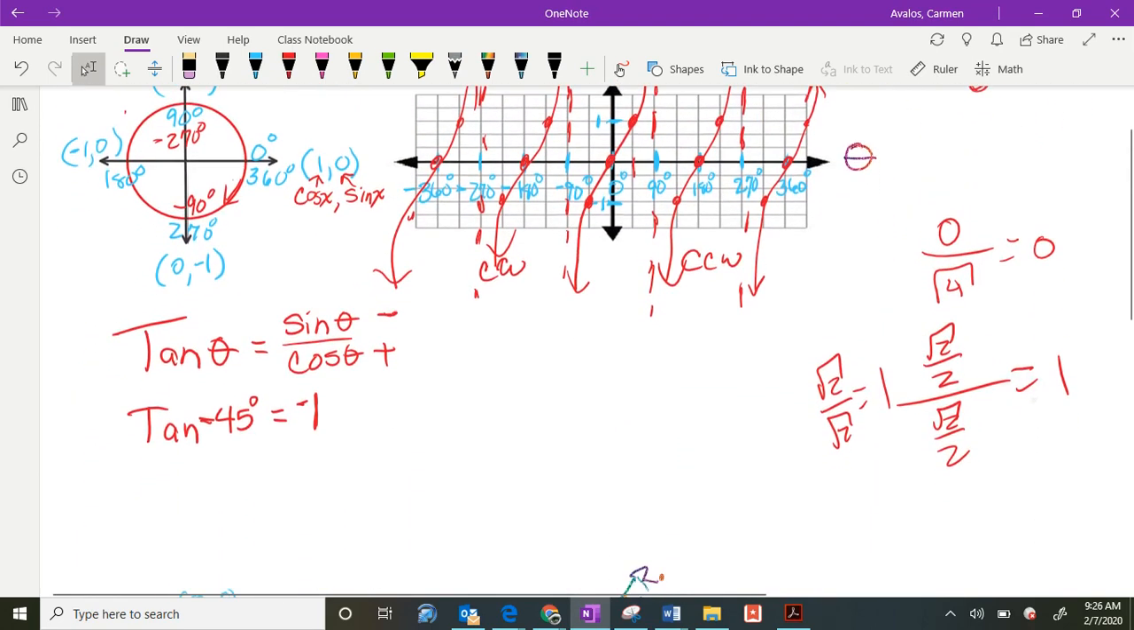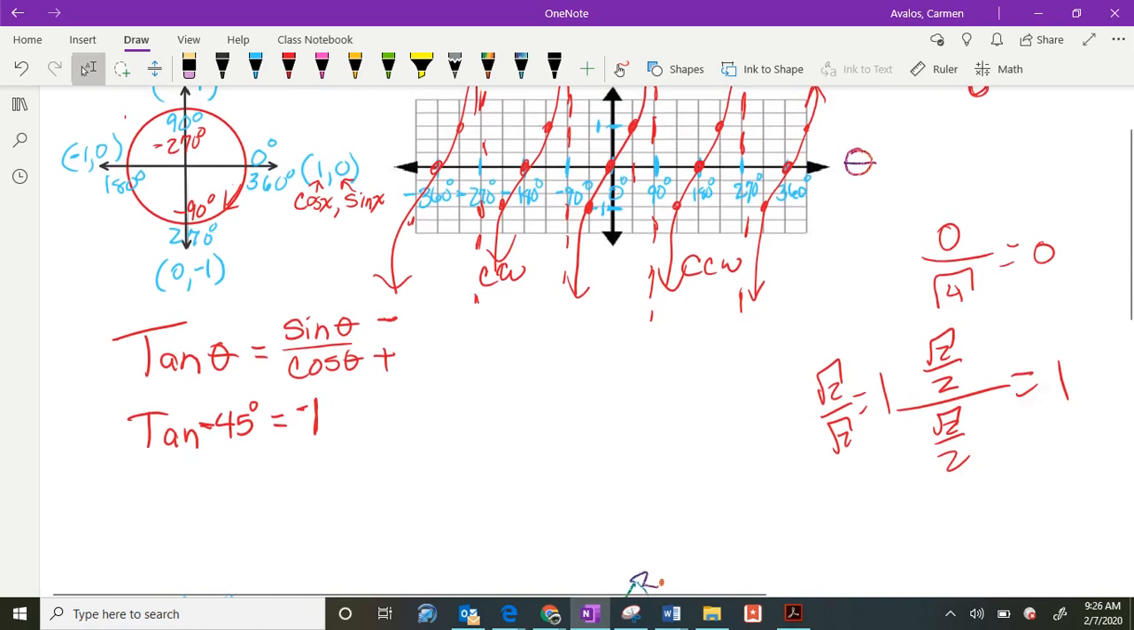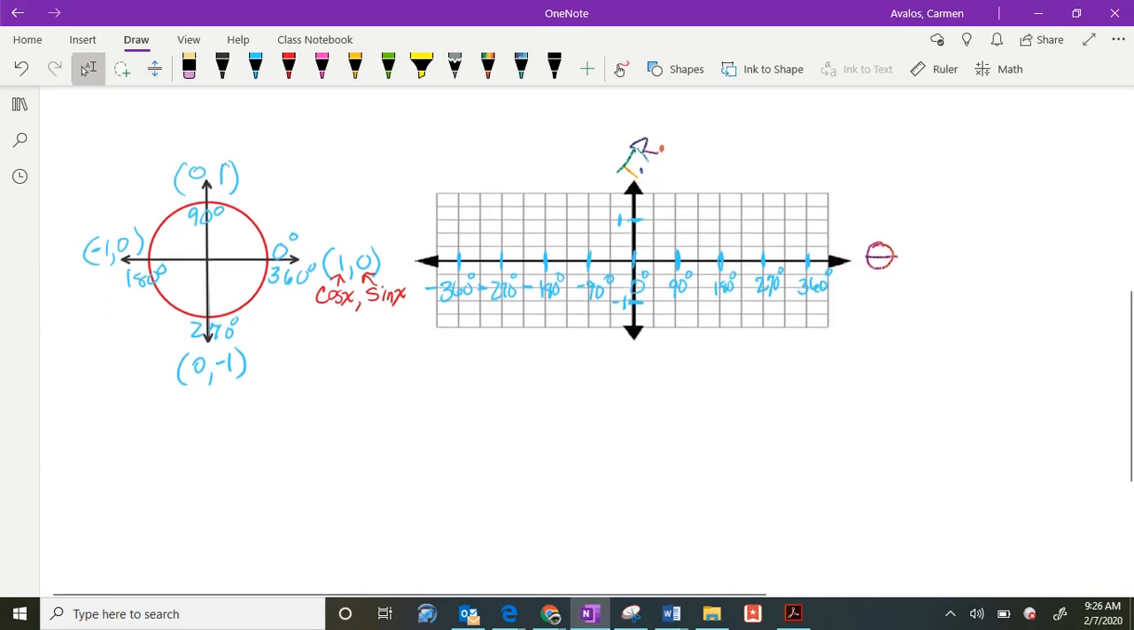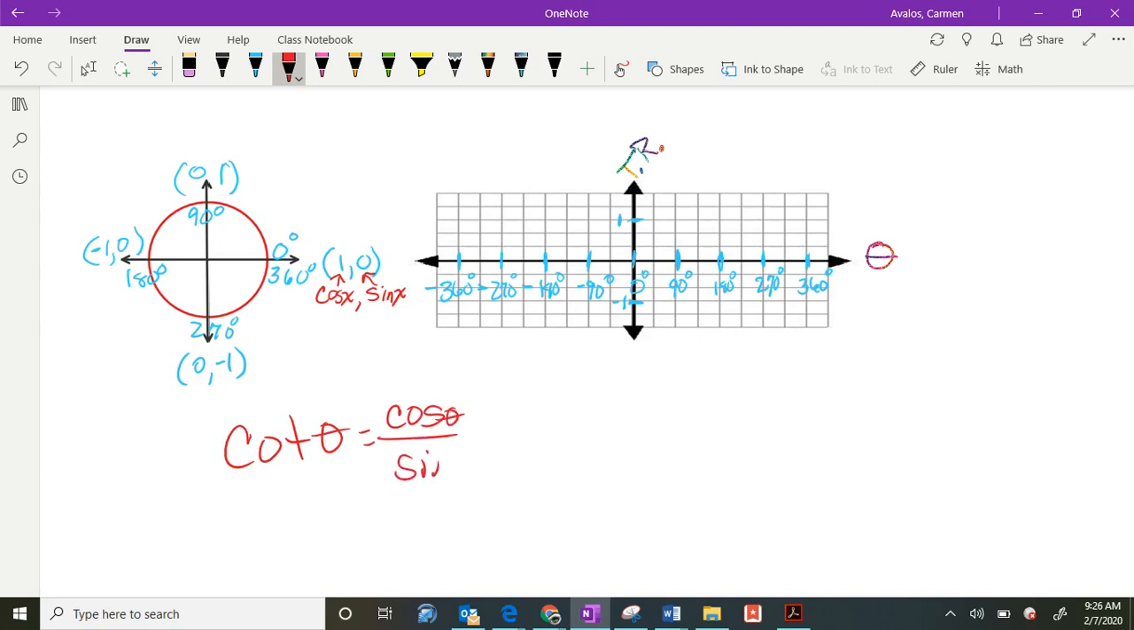It doesn't change on there. They're cofunctions and reciprocals, so they're going to look very similar, and we do the exact same thing. The only difference here is that cotangent of theta is going to be cosine over sine. And so now we're going to look at when sine is going to be 0. And so sine is going to be 0 at 0. So we know that there's going to be an asymptote here. And then we also know that it's going to be 0 at 180, so we're going to do an asymptote at 180.